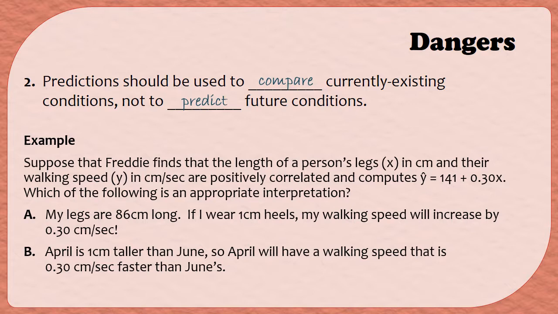So let's look at our options. Option A says, my legs are 86 centimeters long. If I wear 1 centimeter heels, my walking speed will increase by 0.30 centimeters per second. This is kind of silly, as anyone who's worn heels knows.